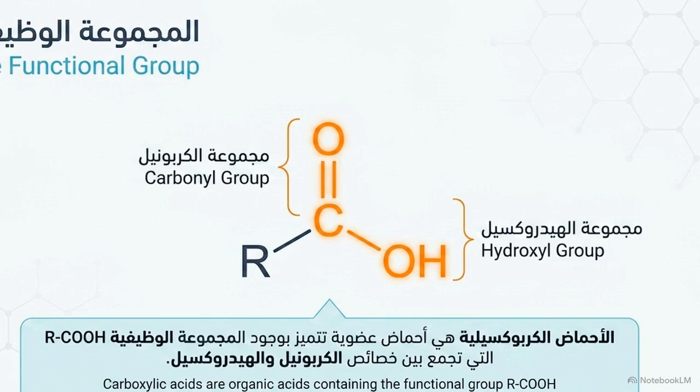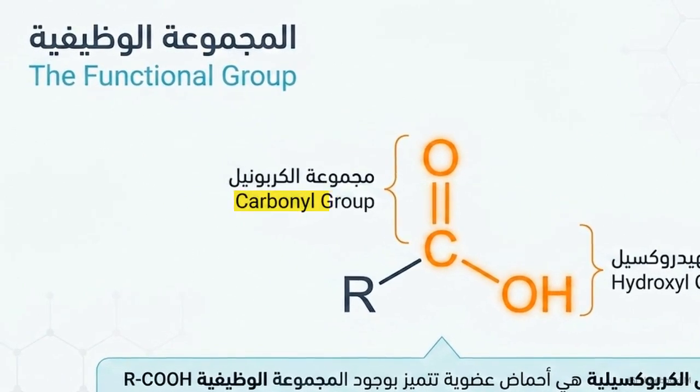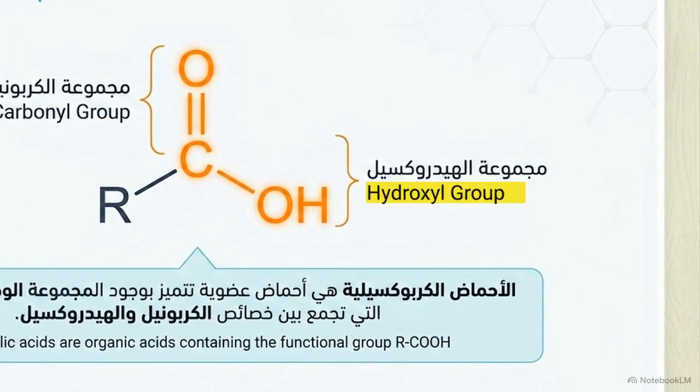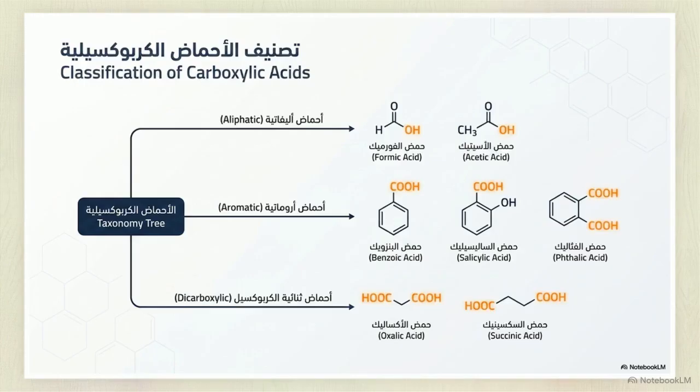Looking at this diagram, you can see the functional group of a carboxylic acid is built from two distinct parts: a carbonyl group, characterized by a carbon double bonded to an oxygen, and a hydroxyl group, where an oxygen bonds to hydrogen. This specific RCOOH structure branches out into a wide taxonomy.